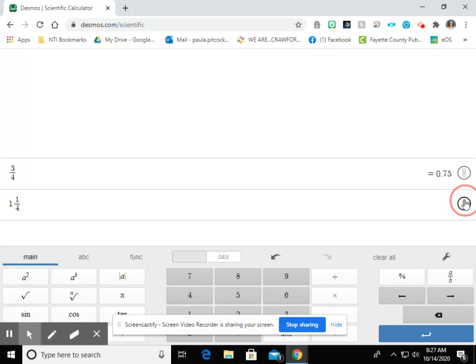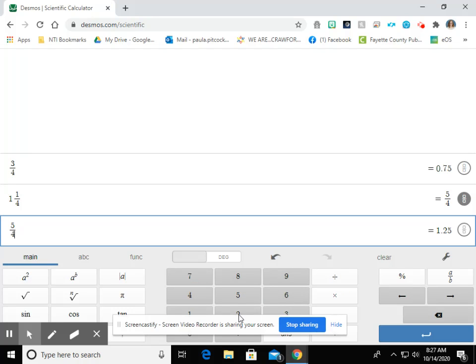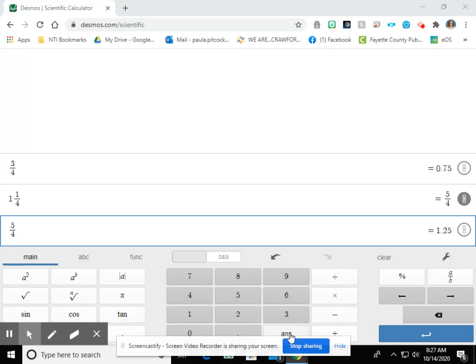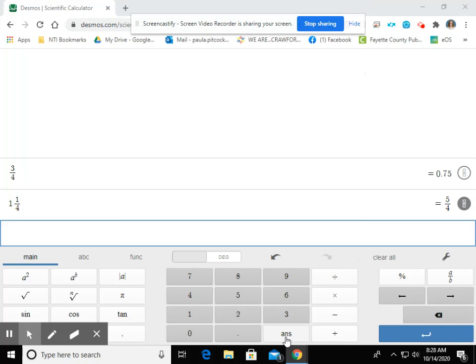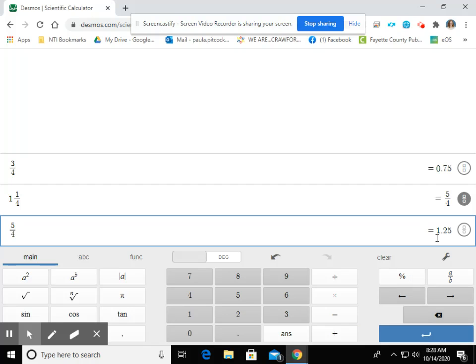Oh, what can I do? I know. It told me 1 and 1/4 is 5/4. So maybe I should do 5 divided by 4. And it's going to give me the wrong answer. Oh my goodness, what am I doing, guys? I am not used to using this calculator. Don't hit this answer button. It messes things up, okay? So you would do 5 divided by 4, and it gives you 1.25. Now, I went through all the steps of showing you how to use the calculator, and all I really did was confuse myself.